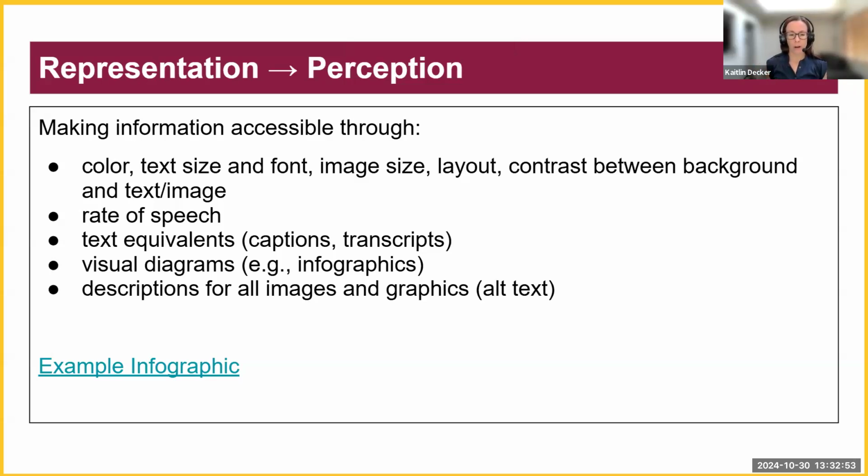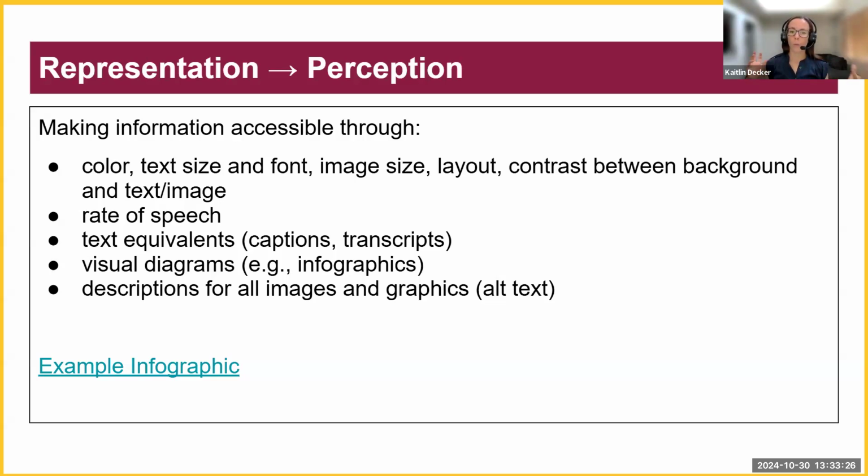And if you are not new to accessibility, you've probably heard some of these ideas before. You really want to use accessible colors, fonts, layouts, and so on. You also want to make sure the rate of speech is accessible, so it's not at a pace that students aren't able to follow the information. You want to provide text equivalents. So if you have audio or visual or videos, you want to provide captioning and transcripts.